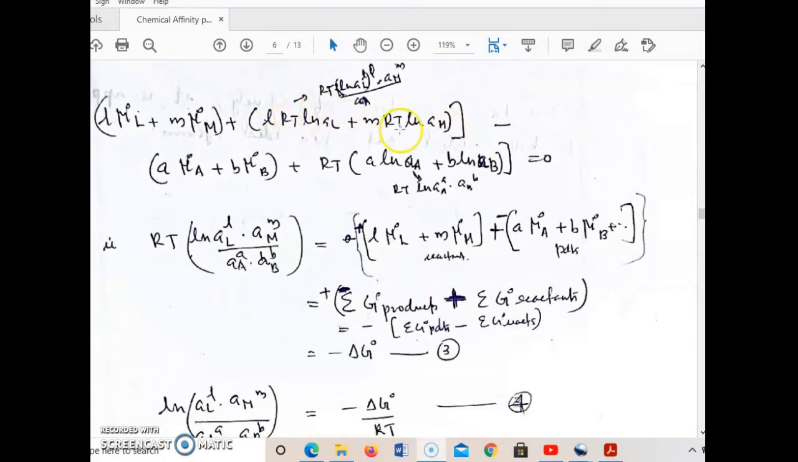So we can take this RT term out, common RT, into ln AL. L into ln AL can be expressed as ln AL raised to L, right? Similarly, M into ln AM can be written as ln AM raised to M. Since we have ln AL raised to L plus ln AM raised to M, a sum of log terms, we can take it as ln AL raised to L into AM raised to M.